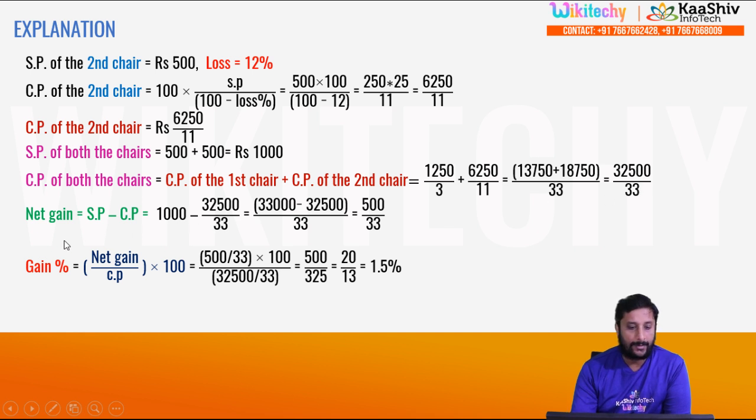What is the net gain? Net gain is equal to selling price minus cost price. So 1000 minus this one, solving this one, I got this one. This is the formula for gain percentage: gain percentage is equal to net gain divided by the cost price, into 100. Solving this equation, you got the answer as 1.5% as a gain.